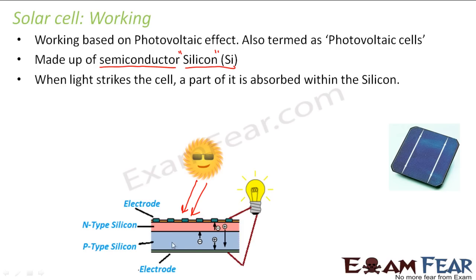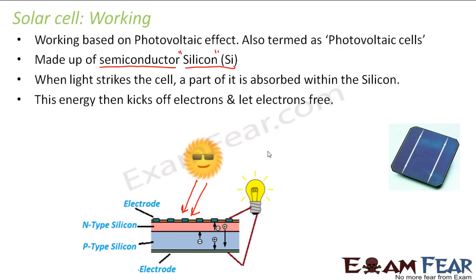So this is your solar cell. When sunlight falls on it, a portion of the sunlight is absorbed within the silicon. This portion of energy which is absorbed then kicks off electrons from silicon and lets the electrons free. So there are electrons present inside silicon. Now when silicon absorbs some energy, this energy knocks off electrons from silicon and makes those electrons free. And these free electrons constitute electric current. Because what is electric current? It is nothing but flow of electrons.